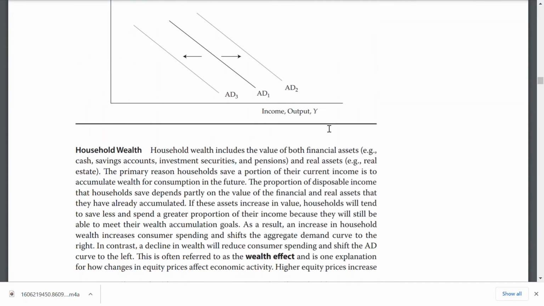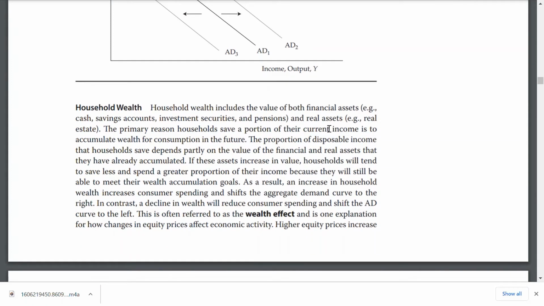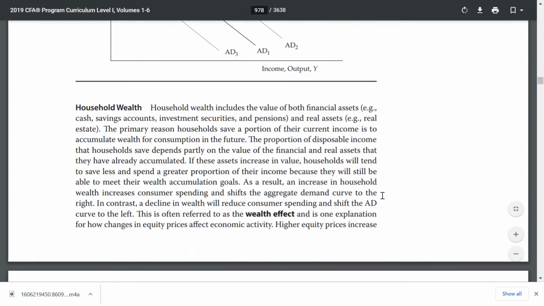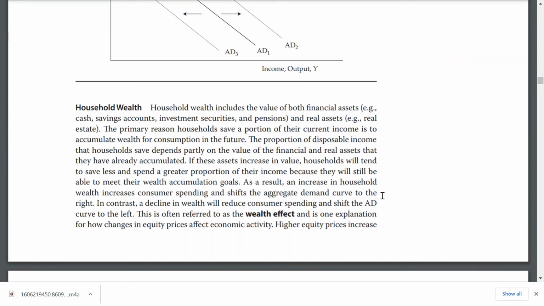Household wealth includes the value of financial assets, e.g. cash, savings accounts, interest-bearing securities, and pensions, and real assets, e.g. real estate. The primary reason households save a portion of their current income is to accumulate wealth for consumption in the future. The proportion of disposable income that households save depends partly on the value of the financial and real assets that they have already accumulated.